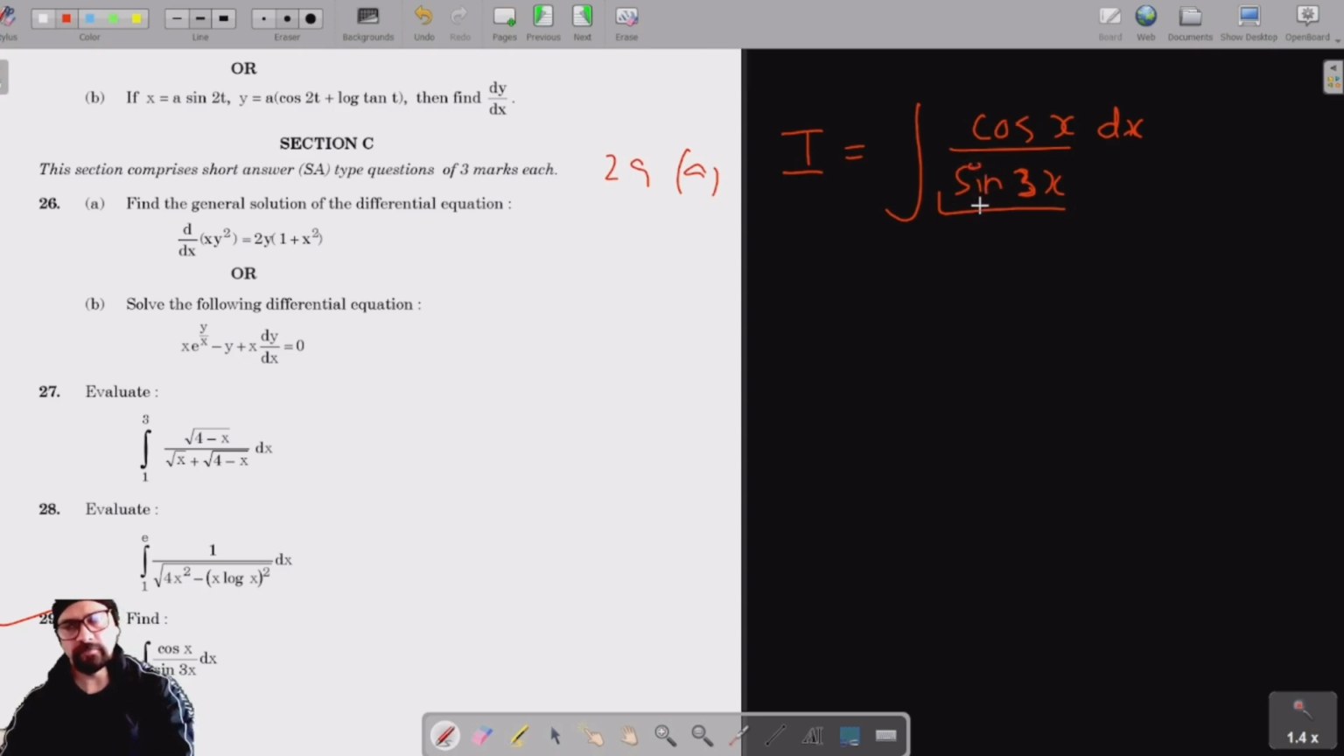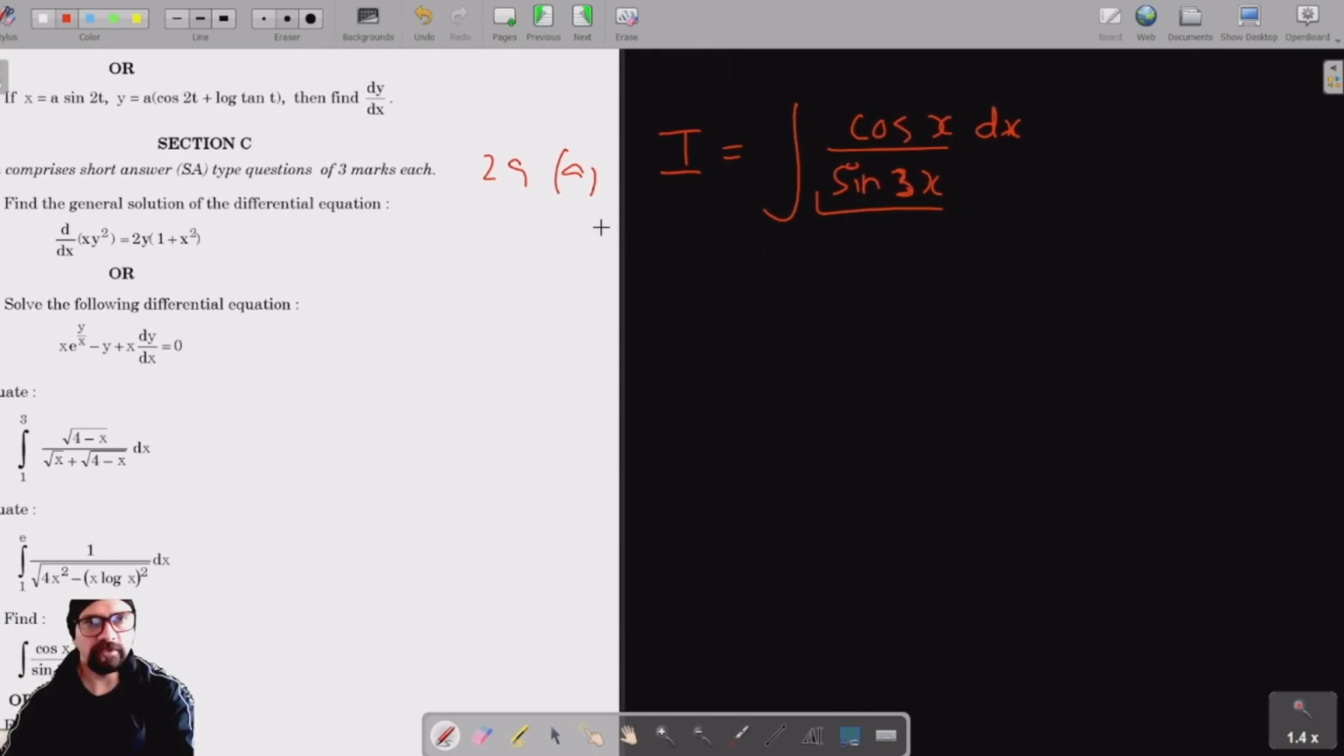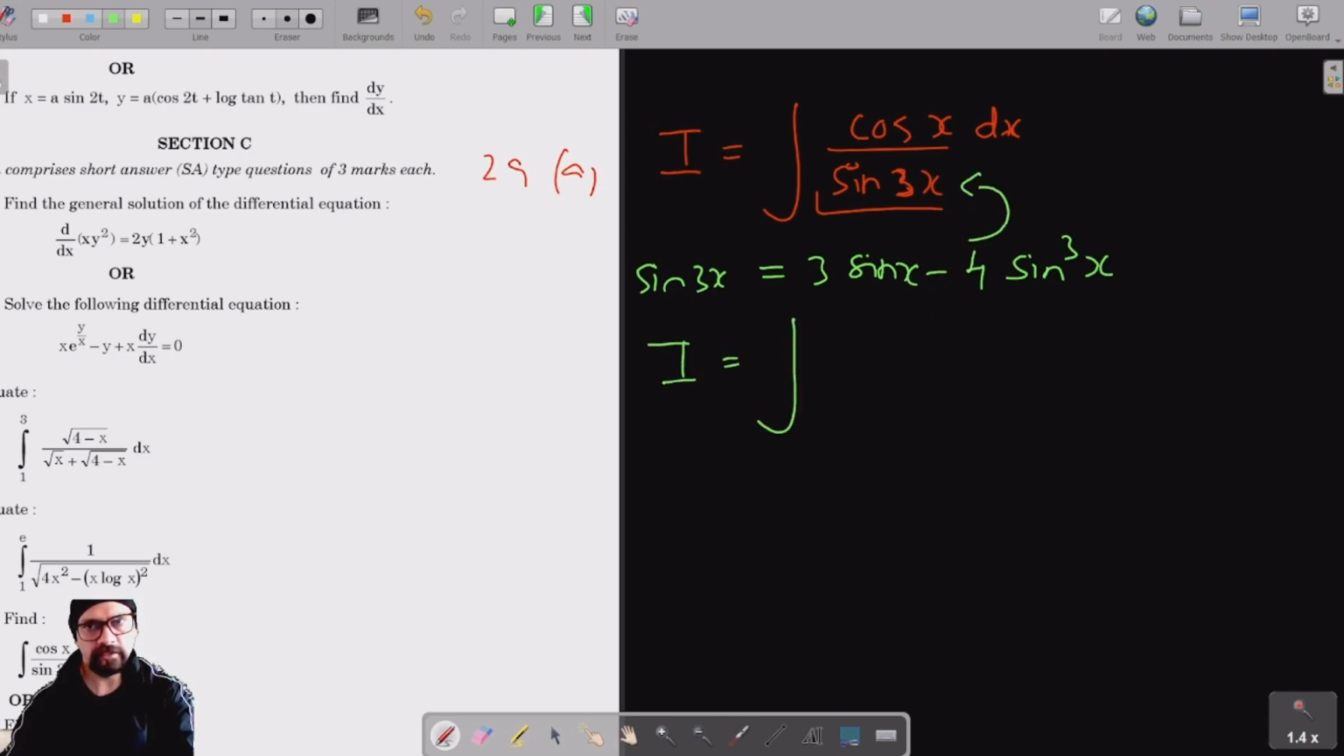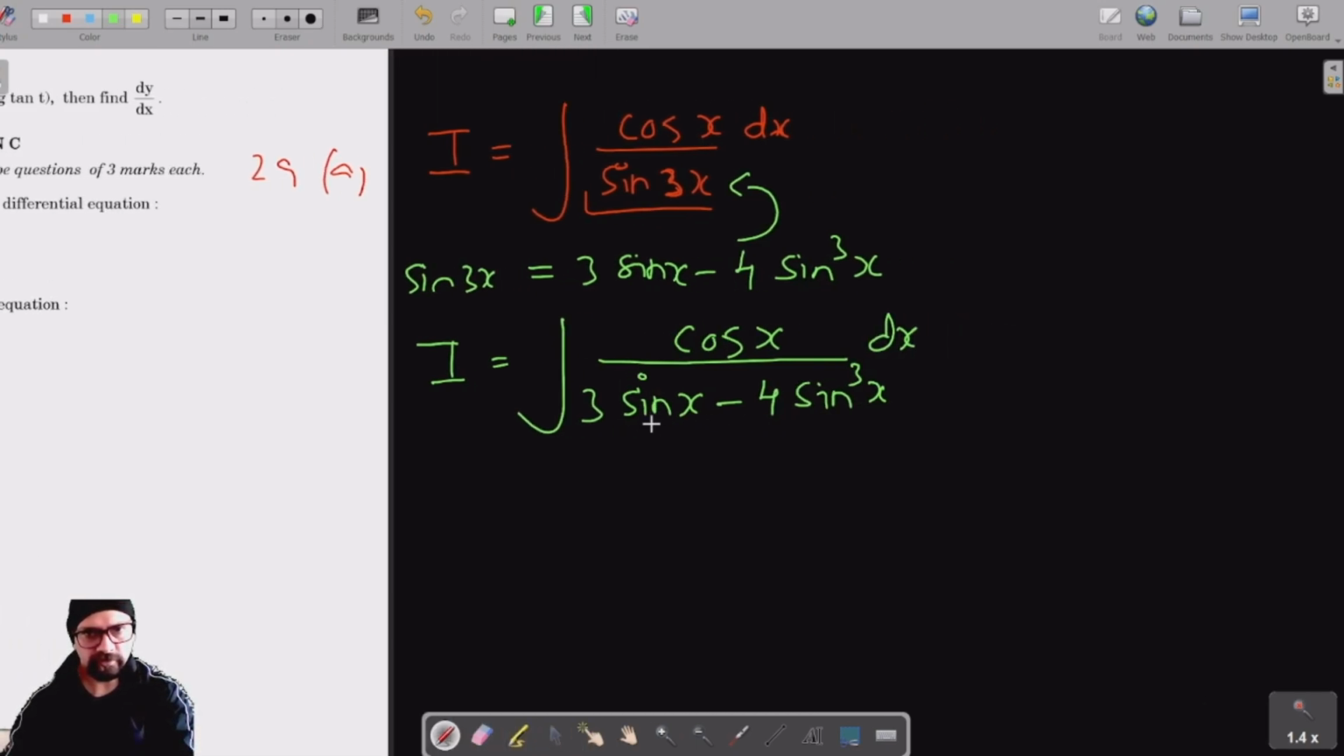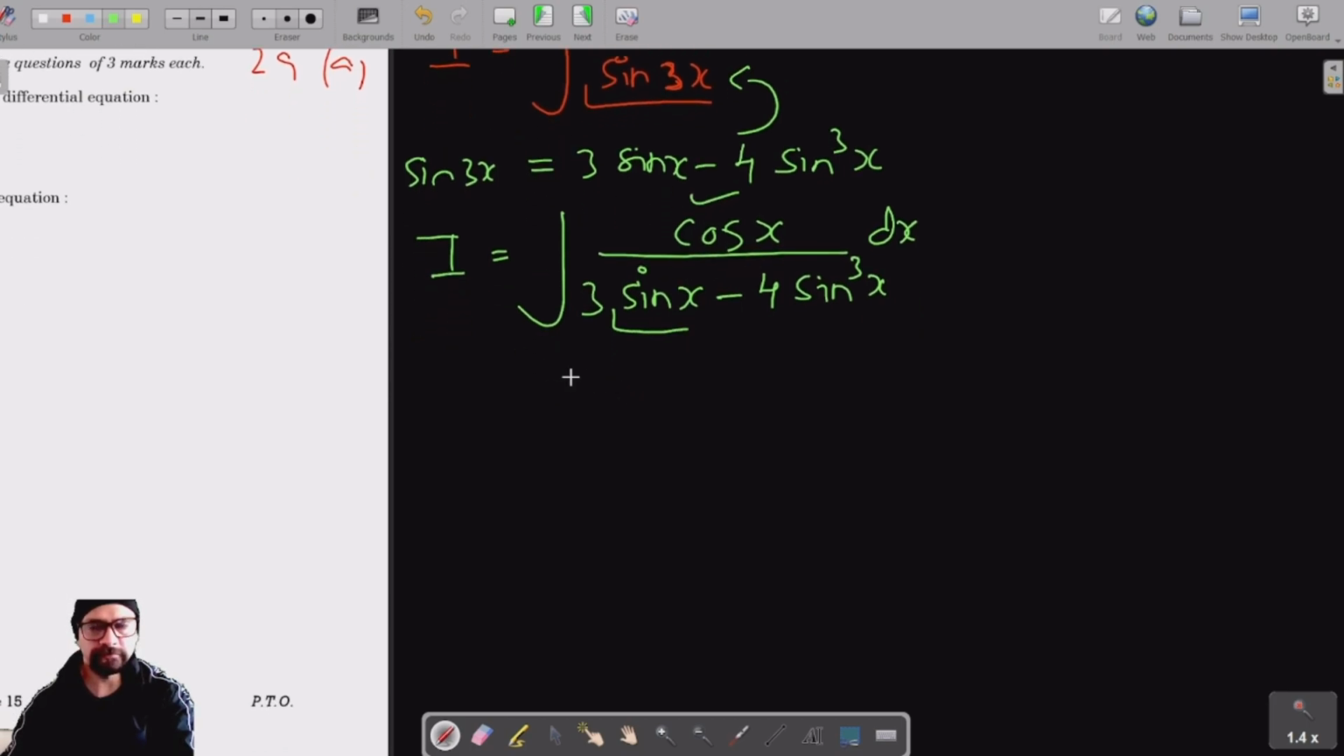For this, let's try to simplify it, and we know the sine 3x formula. So sine 3x is equal to 3 sine x minus 4 sine cube x. So let's replace this here, and our integral I is equal to cos x upon 3 sine x minus 4 sine cube x into dx. Now it's ready for the substitution because we know the differentiation of sine is cos.